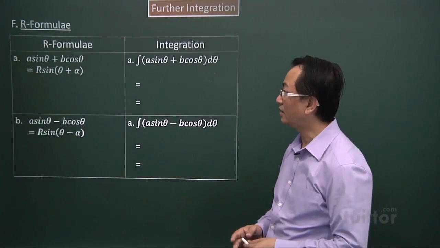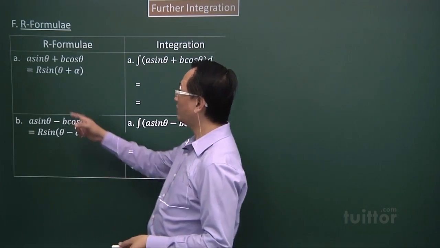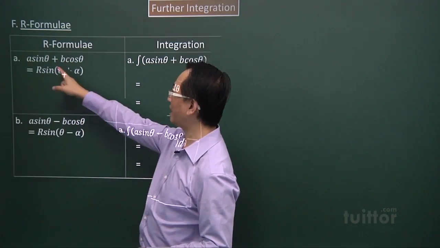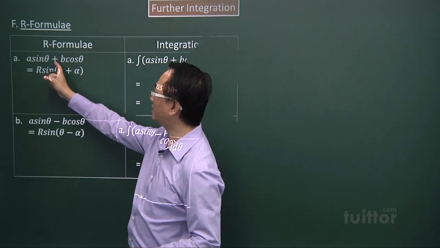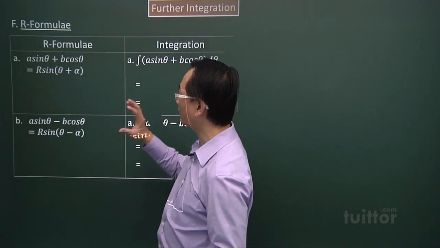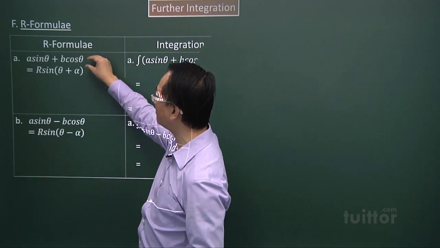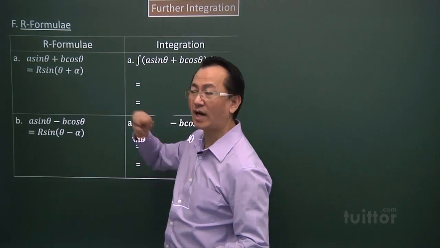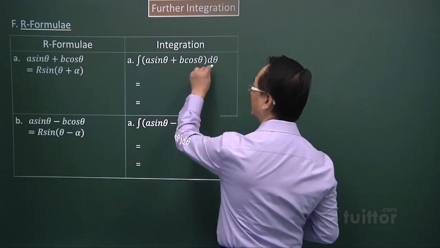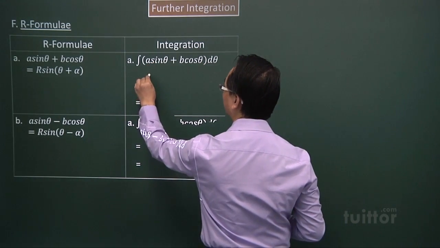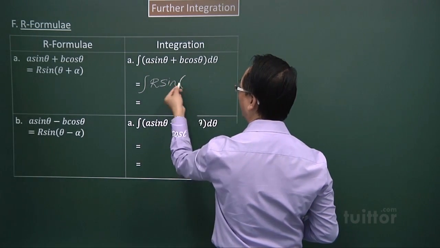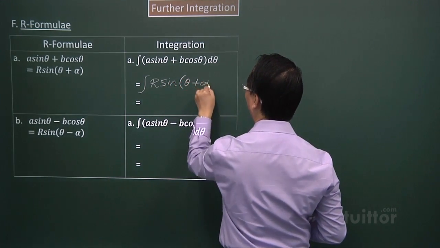Now the R formula. Whenever you have two trigonometric functions split up by a plus or minus operator, then we have to think of ways to actually group them into one. And with the one, it's easy to integrate. For instance, if I have this, I will have to reduce it to R sine bracket theta plus alpha.